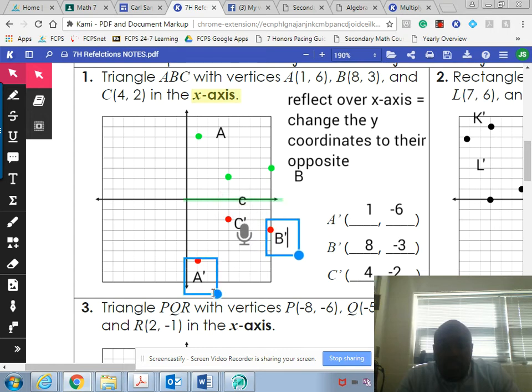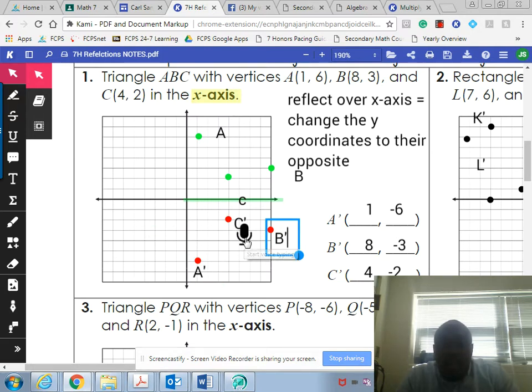And last but certainly not least, we also have A down here. If you look, A is 1, 2, 3, 4, 5, 6 units from the axis. So when we plot A prime, it is also 6 units from the axis. So 1, 2, 3, 4, 5, 6.